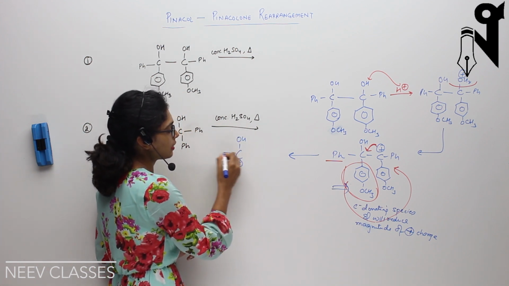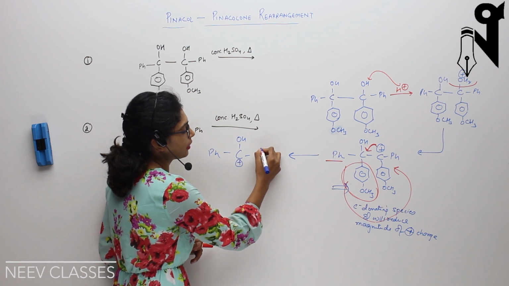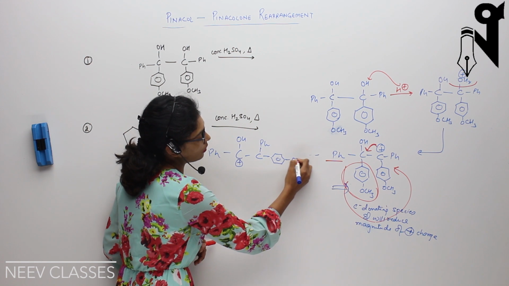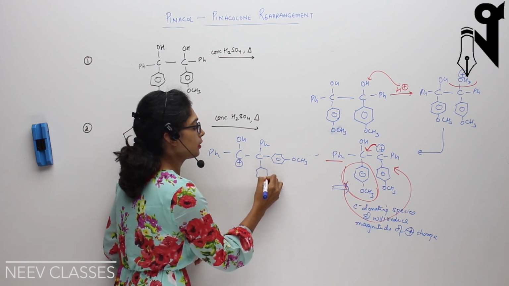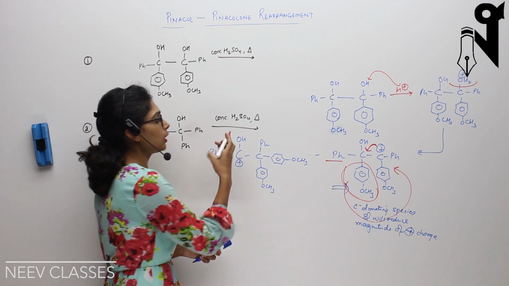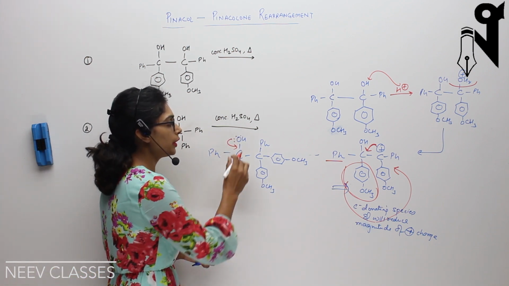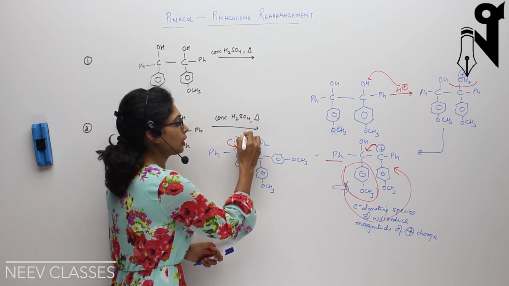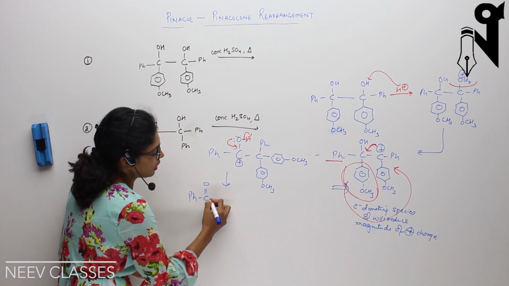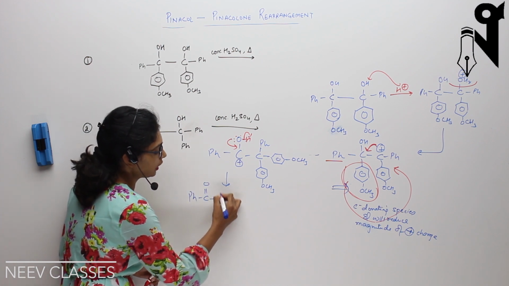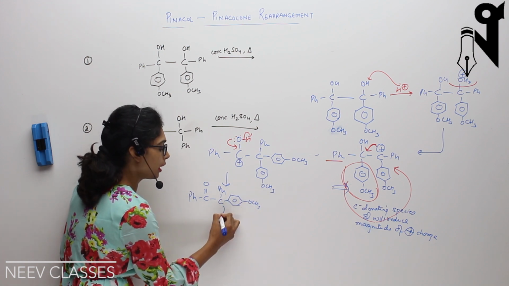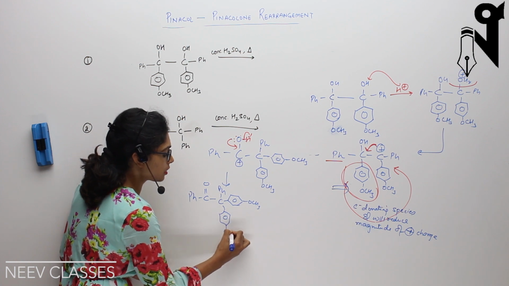C-OH plus, Ph, C, Ph, OCH3 and OCH3. Now the regular process will take place. Now what O will do is form a bond over here, kick out the hydrogen, and we will get a ketone over here. So it will be benzene, C double bond O, C, benzene, OCH3 and benzene with OCH3.